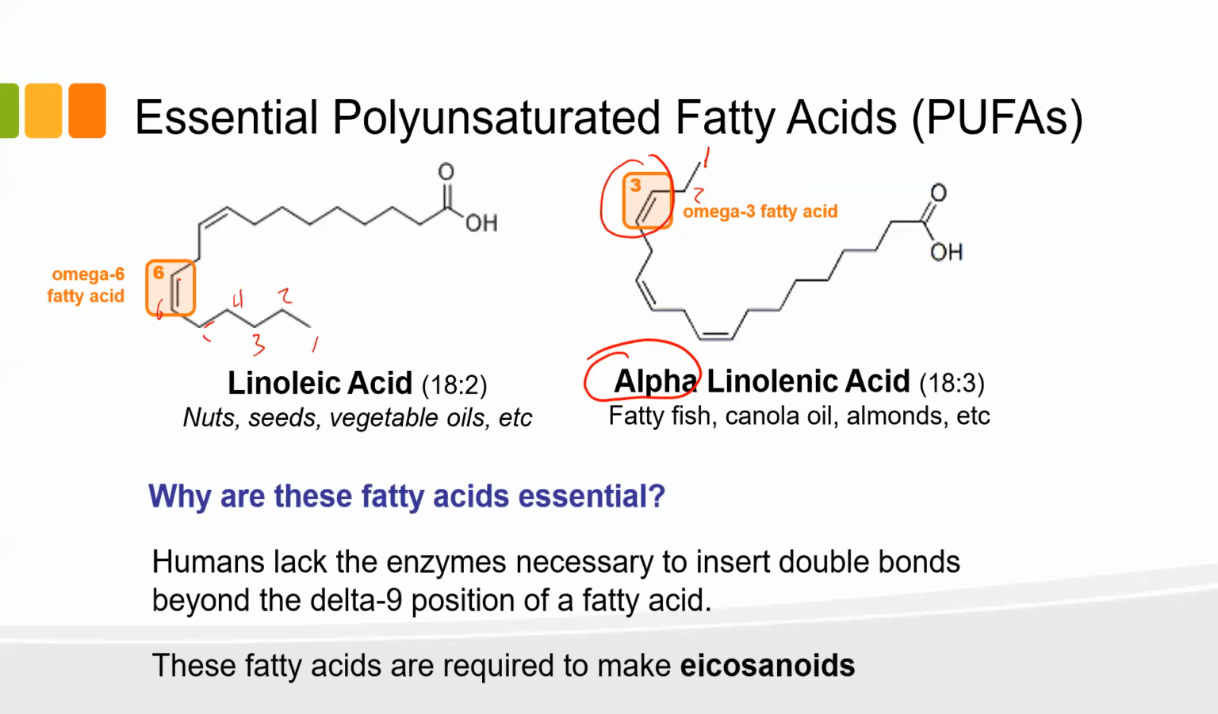So why are they essential? Because we just don't have the enzymes to put those double bonds in those spots, right? And so I guess plants can do it and fish can do it. Humans can't, which is not 100% true. We do make some of these fatty acids, not these two. And the most notable exception are some of these fats that are put into breast milk. So mothers make them for their babies.